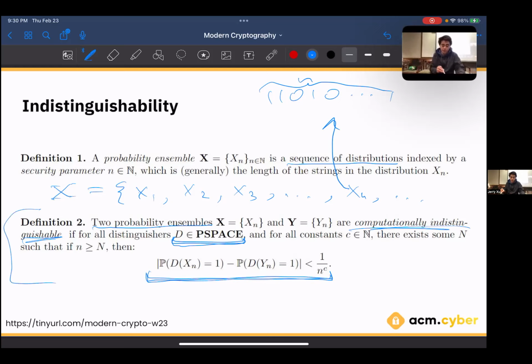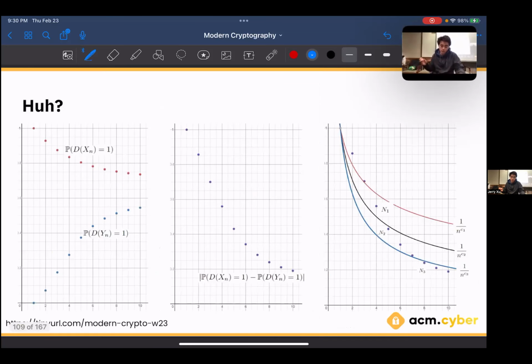And so this definition maybe looks kind of daunting, so I will explain it really quickly. Imagine we've got our distinguisher D and we feed it samples from X sub n, right? So this would be its probability of outputting one on X sub one or on X sub two and so on and so forth. And you can see it gradually decreases, right? And if we feed it samples from Y sub n, maybe the probability of outputting one on those is going to increase as n increases, right? So we subtract those to see the difference between these two distributions according to this distinguisher, and you can see it goes down as the length of the string gets longer, right? So as the length of the string gets longer, this distinguisher is doing a worse and worse job of telling them apart, right?